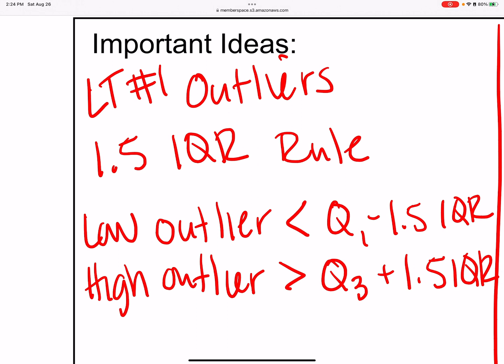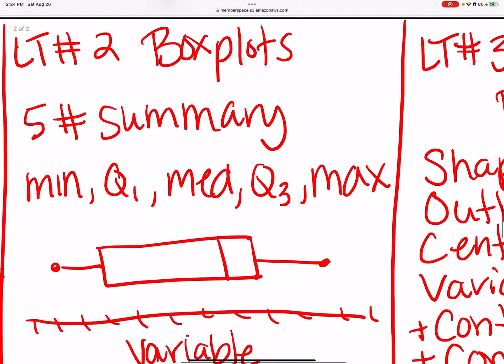We're going to use the 1.5 IQR rule. A low outlier is below the fence, and each of these are called fences. A low outlier is below the fence Q1 minus 1.5 times IQR, and a high outlier is above anything of Q3 plus 1.5 IQR.